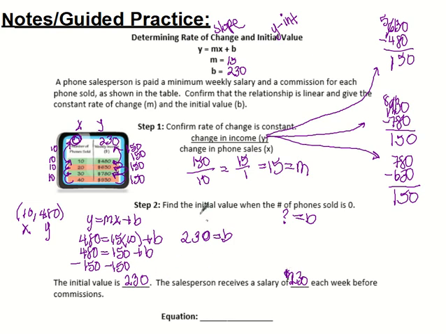Now we have b, we have m. Here's our equation. So we're going to go y. y always just stays y. We don't fill it in. Our m was 15, so I'm going to fill that in. I'm going to put x, because we never fill in x, and then we're going to go plus 230.